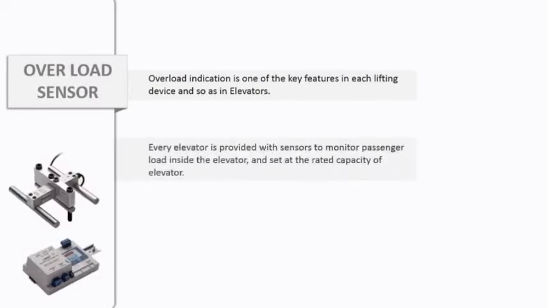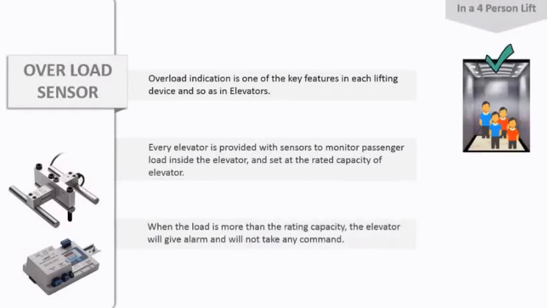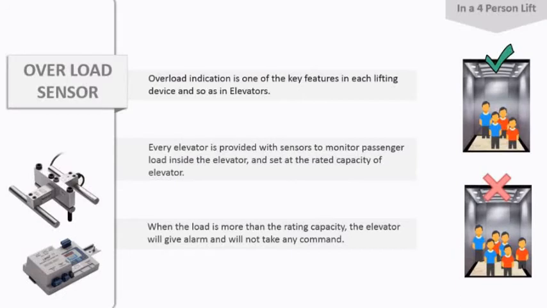Every elevator must have an overload sensor. This is one of the key features of a lift. Every lift is provided with this safety to monitor the passenger load in the elevator and is set at the rated capacity. If the load is more than the rated capacity, it gives an alarm and doesn't take any command.